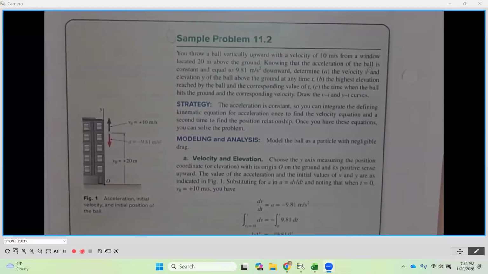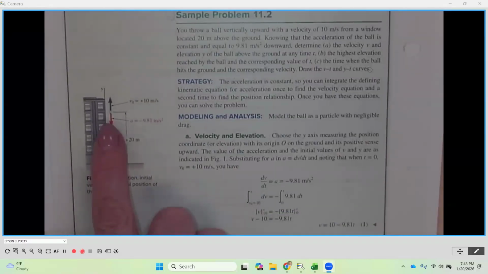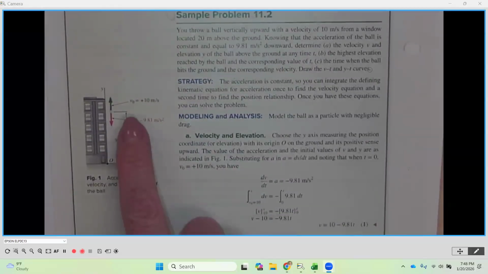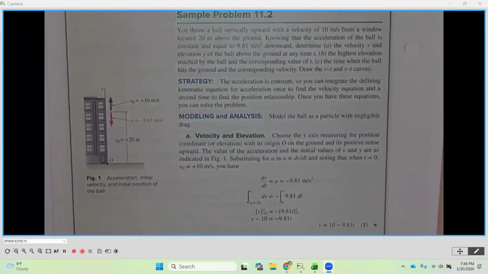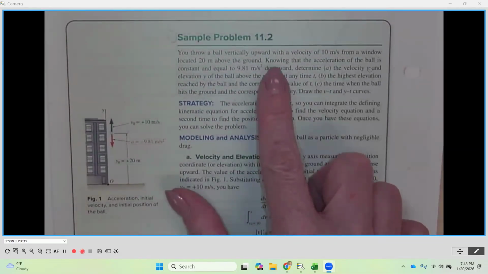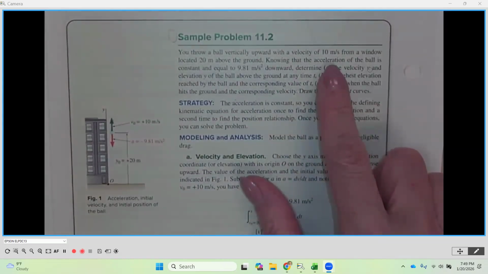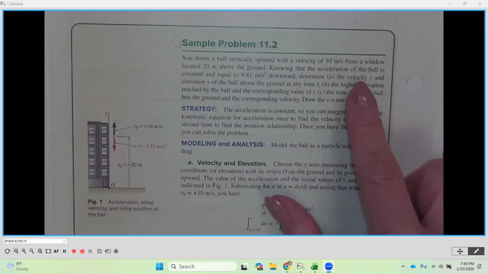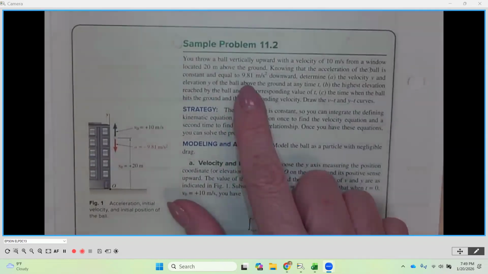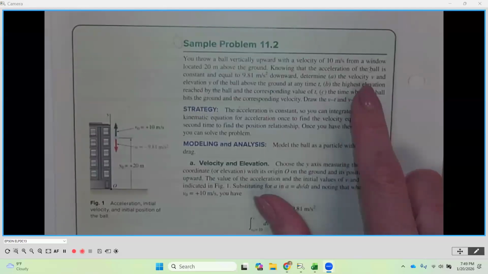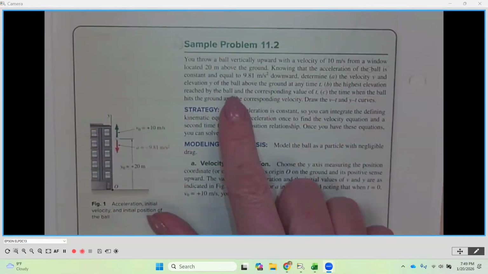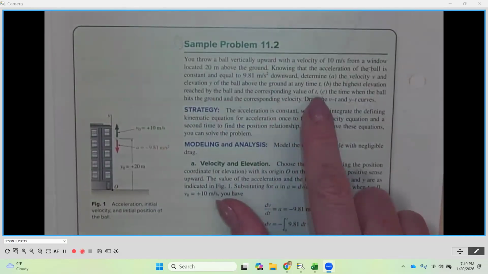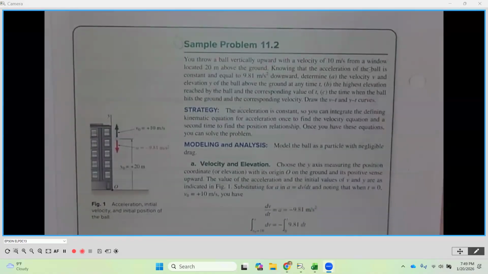Okay, sample problem 11.2. Here we have a problem where we're going to be throwing up a ball and we're going to be at a location above the ground. It says here you're going to throw up a ball vertically with a velocity of 10 meters per second from the window located here 20 meters above the ground. Knowing that the acceleration on the ball is going to be due to gravity, 9.81 meters per second squared downward, they want us to first determine the velocity v and the elevation y of the ball above the ground at any time. So that's really just figuring out what those values are per the unit of time.